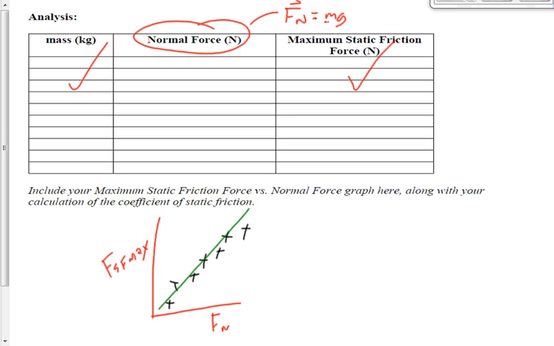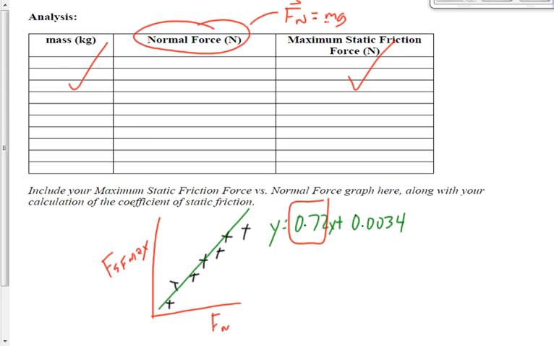Plot that graph on Google Sheets. Have Google Sheets include a linear line of best fit, and have Google Sheets display the equation over here. Maybe my equation is 0.72x plus 0.0034. The coefficient of static friction here is the slope of this graph, 0.72, or whatever it works out to be.